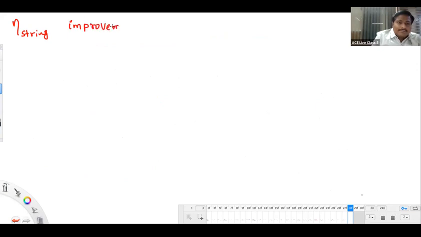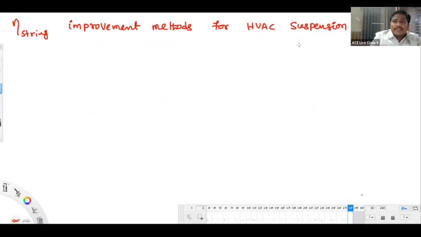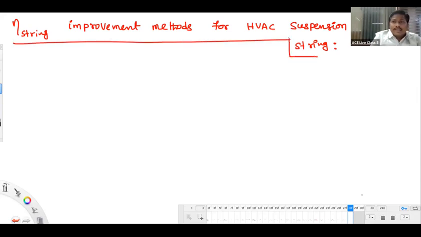Okay, fine. So the next heading we are going to take is string efficiency improvement methods for the HVAC suspension type string. All of you getting it?